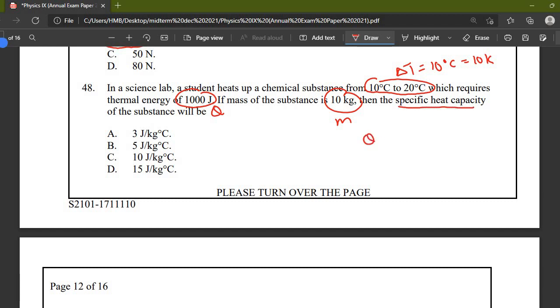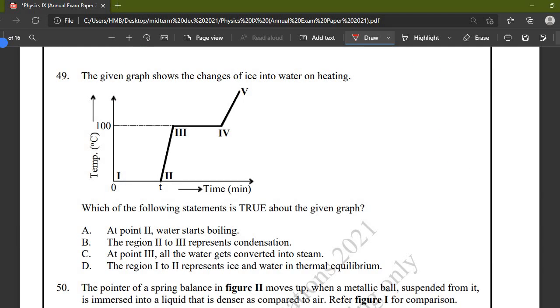So we know that the change in heat or change in energy, delta Q, is equal to C m delta T. So let's substitute these values. Q is 1000 divided by m is 10, and delta T is also 10. So C will be equal to, these two zeros will be cancelled out. So the correct answer for question number 48 will be equal to 10 joules per kg degree centigrade. So option C is the right answer. Let's see the next question.